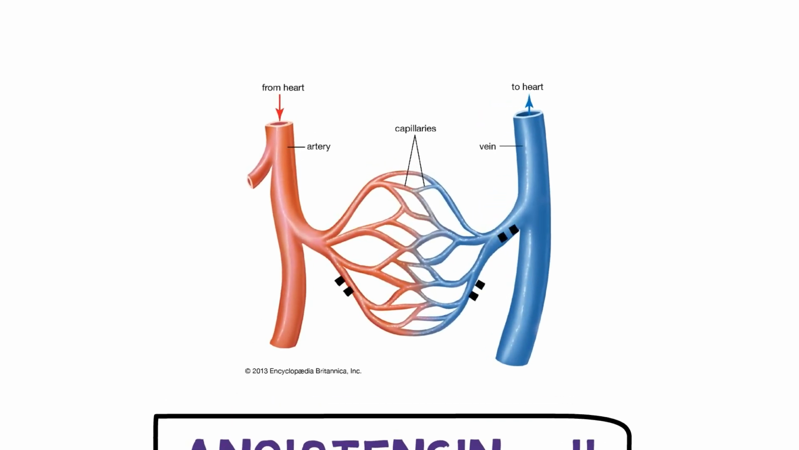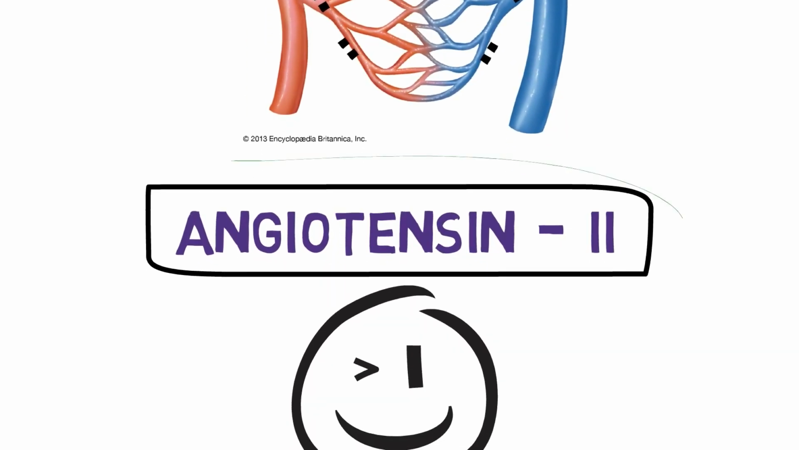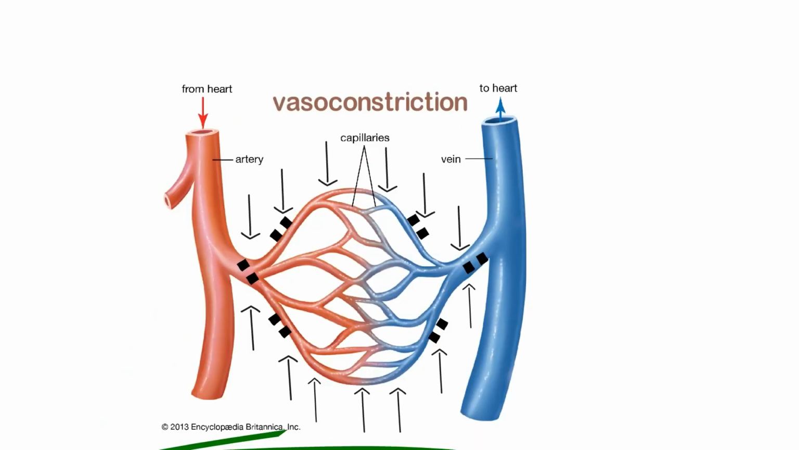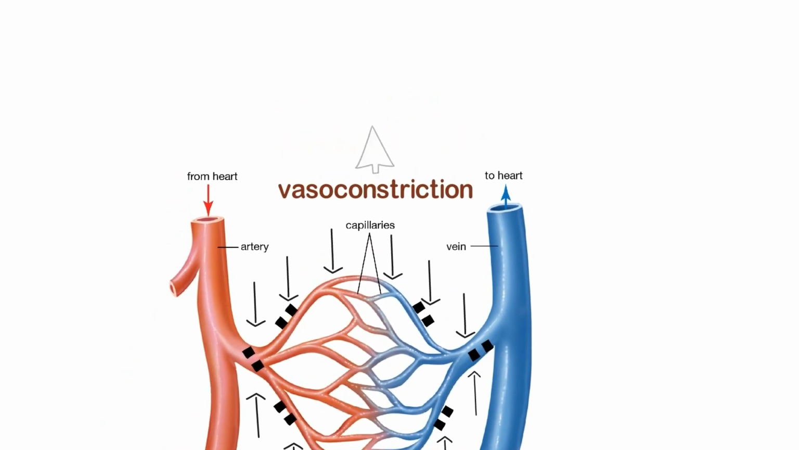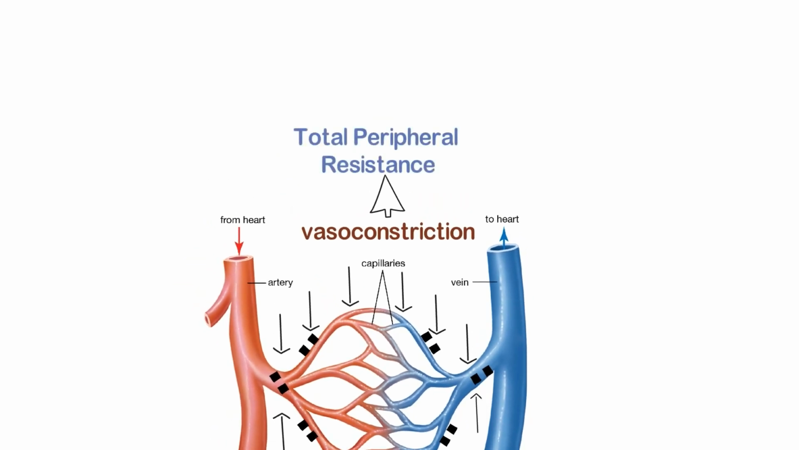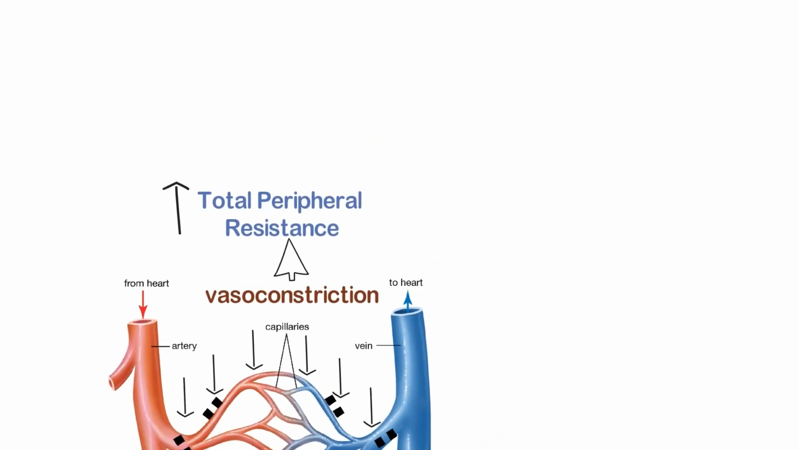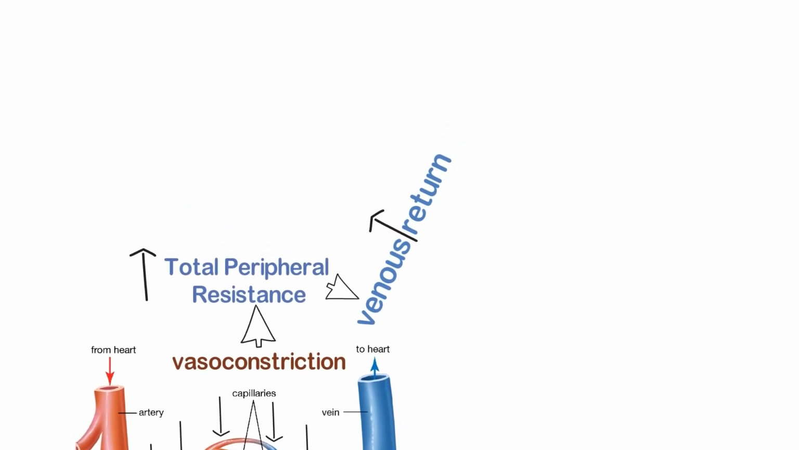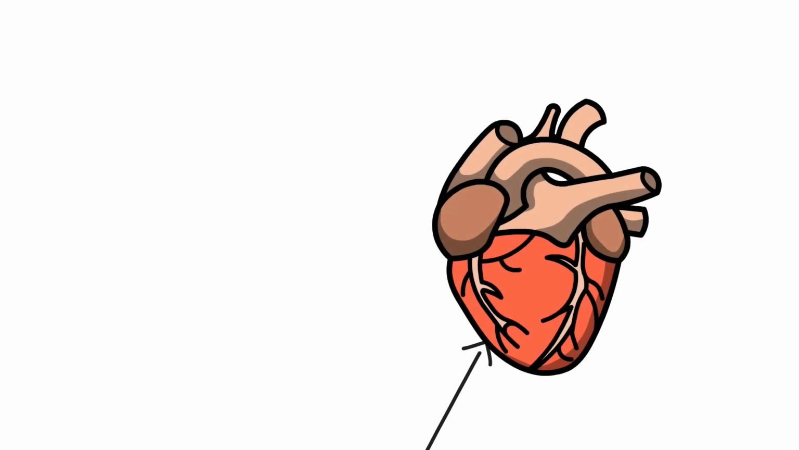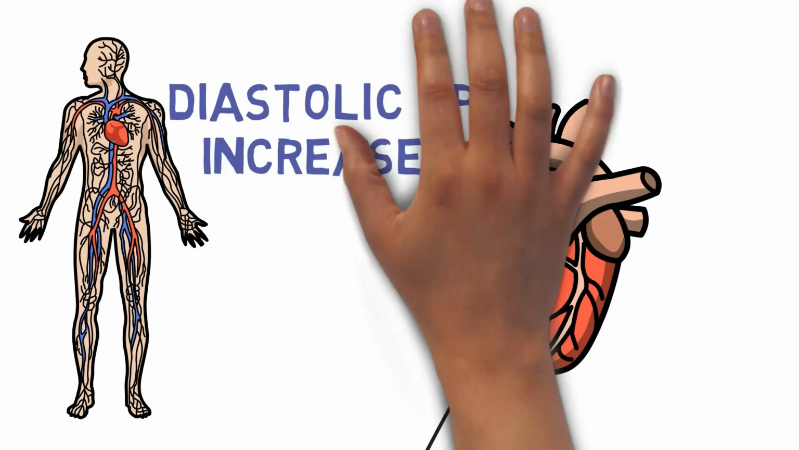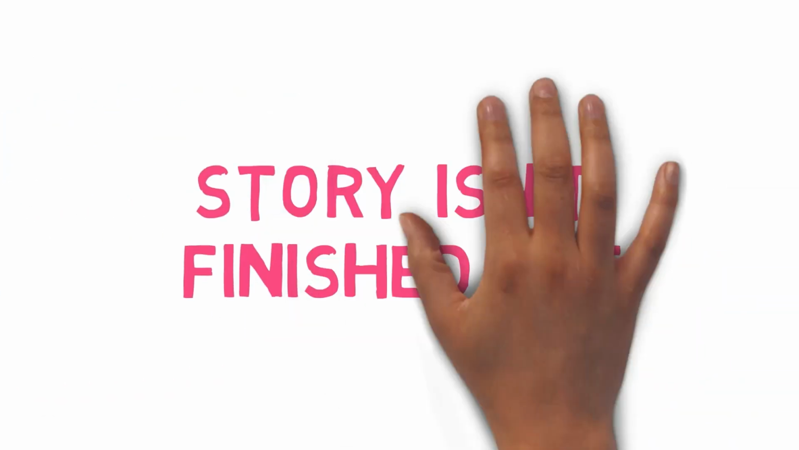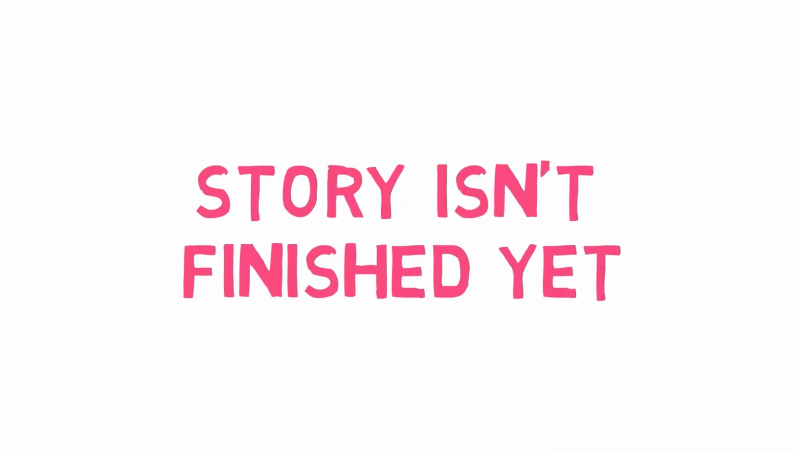Angiotensin II has its own receptors on the smooth muscles of peripheral vessels. Whenever angiotensin II comes in action, this smooth muscle contracts and causes vasoconstriction. Due to this vasoconstriction, total peripheral resistance increases, which increases the venous return. And we know increased venous return causes a significant rise in diastolic blood pressure. But the story isn't finished yet.